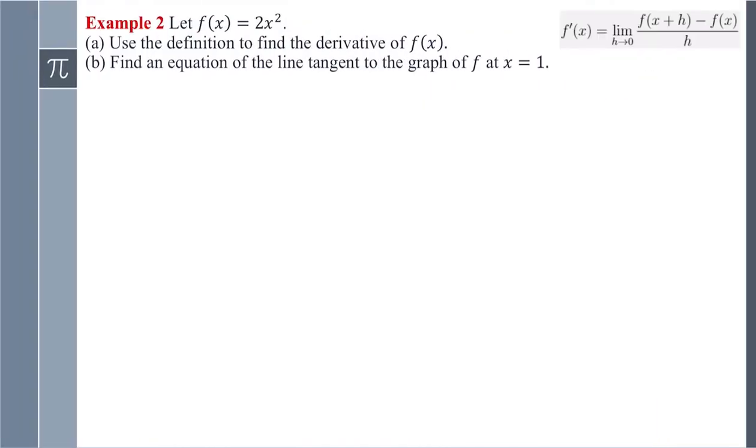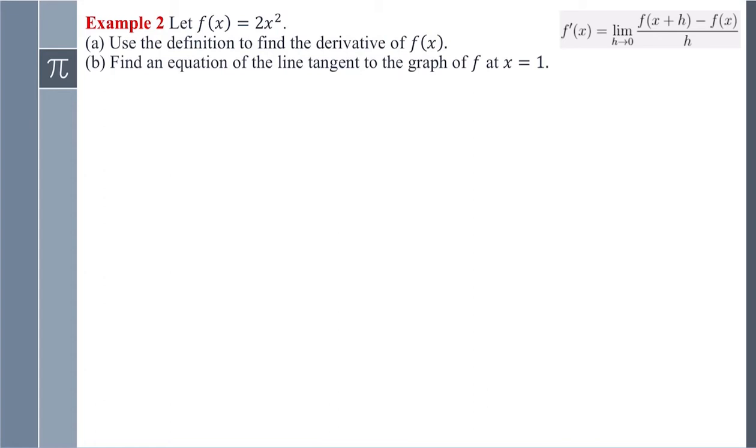Now let's go ahead and do the same problem. Now instead of finding the slope at x equals 1 directly, what I'm going to do is find the derivative of this function. Again, the derivative of that function is another function which gives us the rate of change at any point on the graph of that function. That's all the derivative is going to do.